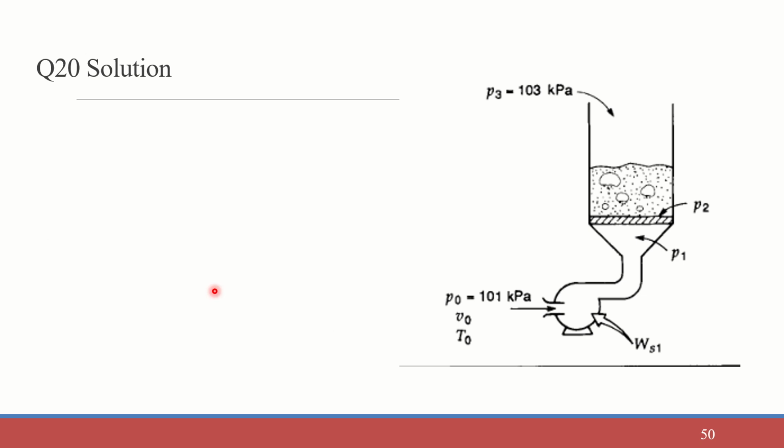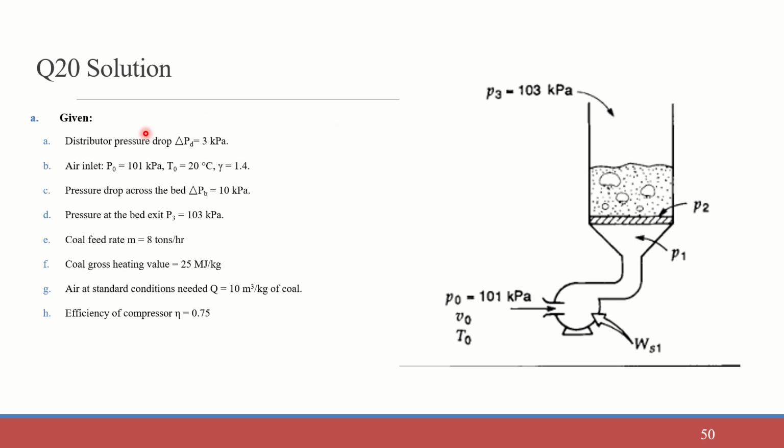So we have P0 given, and P3, that is the exit pressure, is given. P0 is 101 kilopascal. We are sending air, and T0 we also know. Here is the compressor, and here is P1, P2, and this is P3. The distributor pressure drop is 3 kilopascal. Air inlet conditions P0 and T0 are 101 kilopascal and 20 degrees Celsius. Gamma is 1.4. Pressure drop across the bed is 10 kilopascal. Pressure at bed exit P3 is 103 kilopascal.